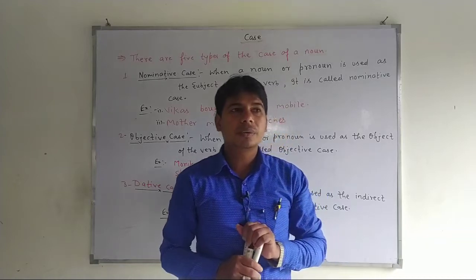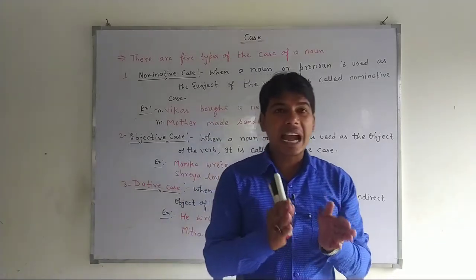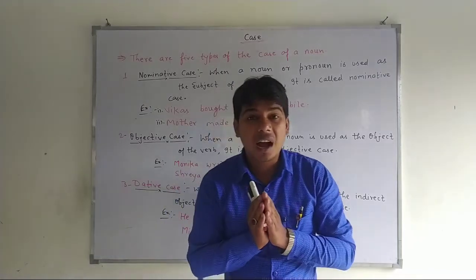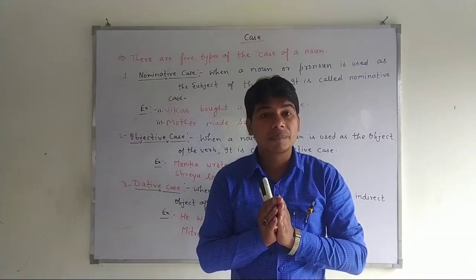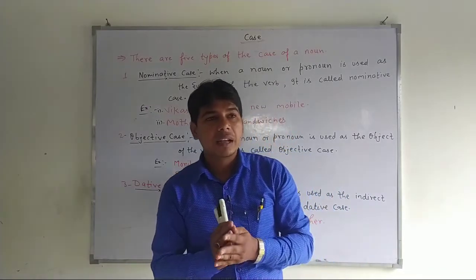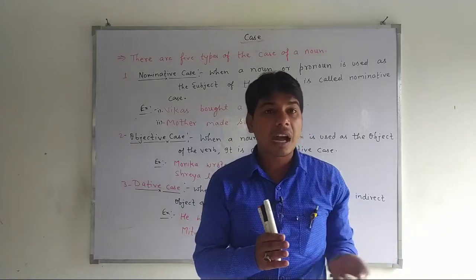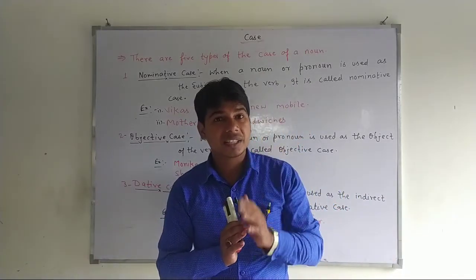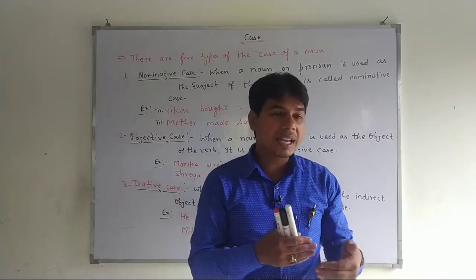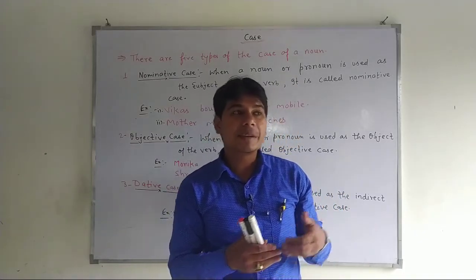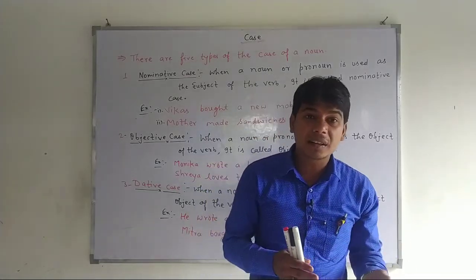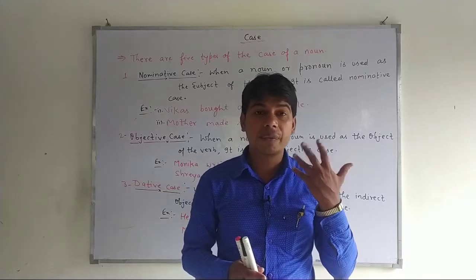If it talks about the types of case, we can say that there are 5 types of case of a noun. Is that clear? I mean to say we can represent a noun in 5 ways. That is known as case. The number of ways we can represent a noun is called case. So we can represent a noun in 5 ways.